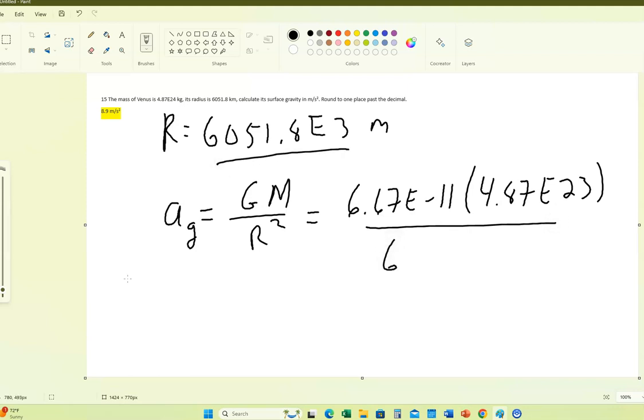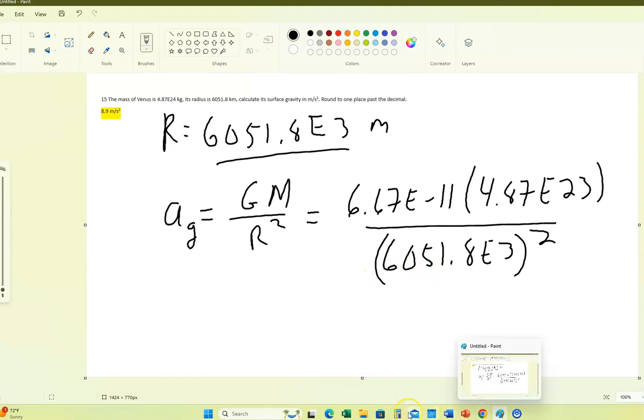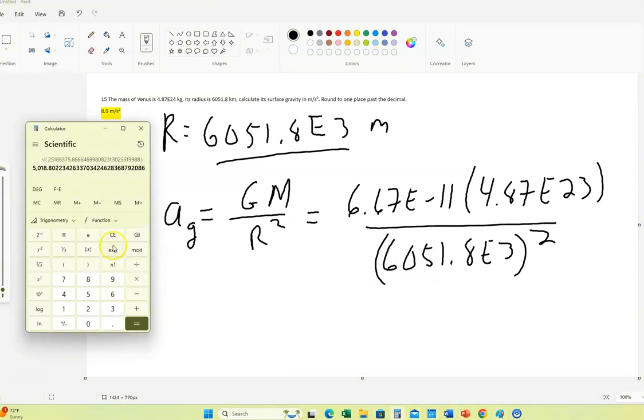So this is 6051.8 times 10 to the third, E3, and you have to square that. Remember, you square the radius, or the distance from the center of the planet, or whatever it is you're trying to escape from. All right, so that's the formula. Let's put it into our calculator.